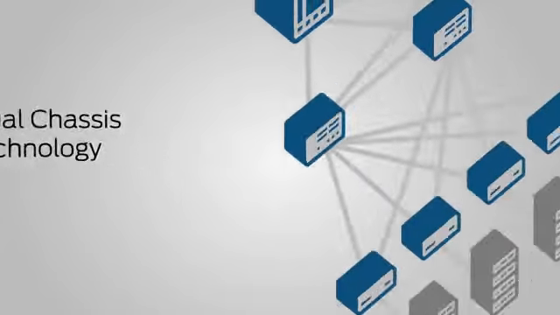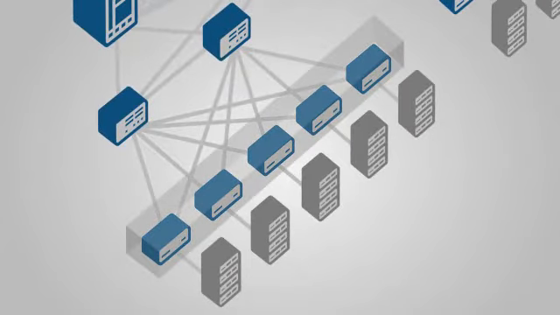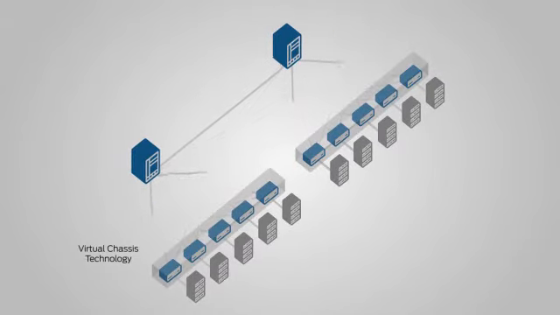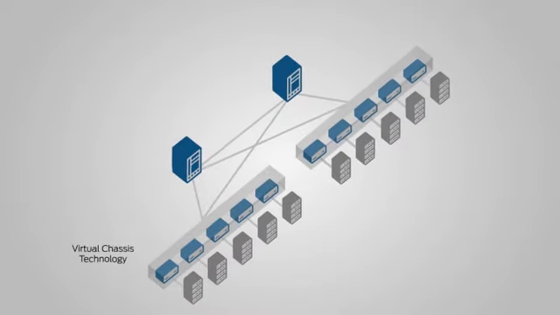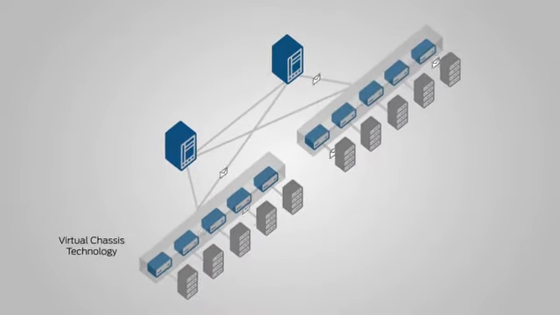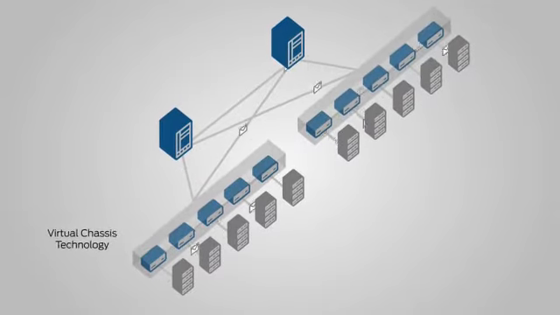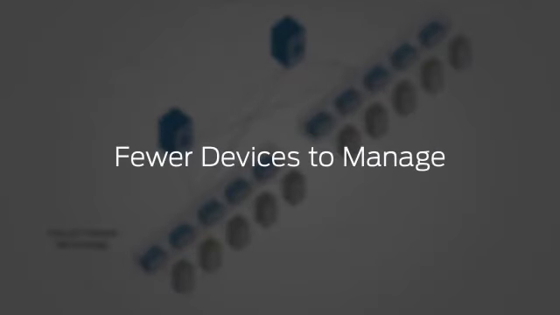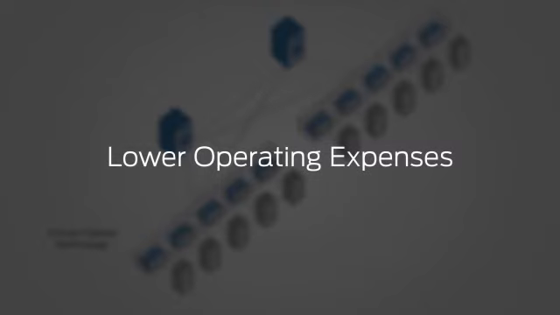At the access layer, virtual chassis technology directly interconnects switches over high-speed links so they behave as a single, logical device. This consolidates and flattens the network, eliminating hops and reducing network latency since east-west traffic no longer needs to climb the tree. This simplification also results in fewer uplinks and fewer devices to manage, lowering operating expenses.